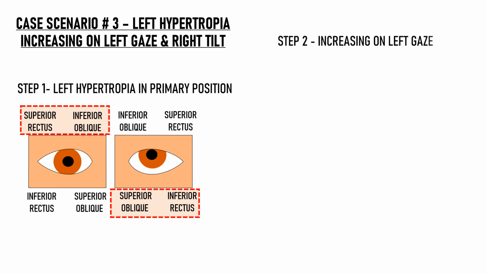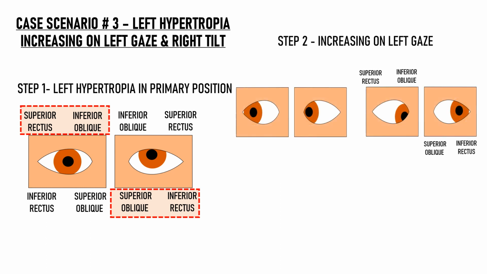Step 2, this hypertropia increases in left gaze. So left eye is higher than the right eye in left gaze. So either the depressor of the left eye in this gaze, which is the left inferior rectus, is not working, or the elevator of the right eye in this gaze, which is the right inferior oblique, is not working. We have eliminated left superior oblique and right superior rectus.